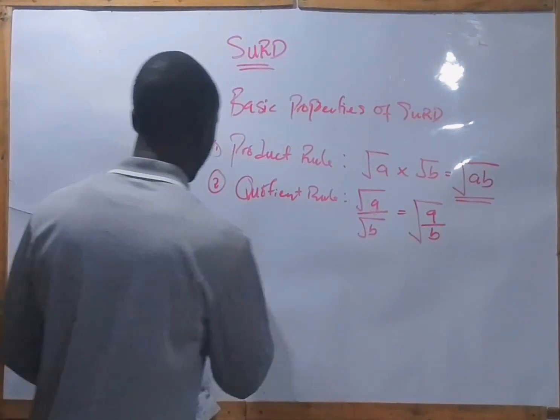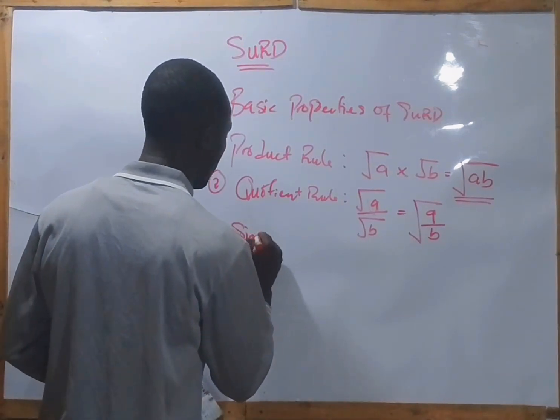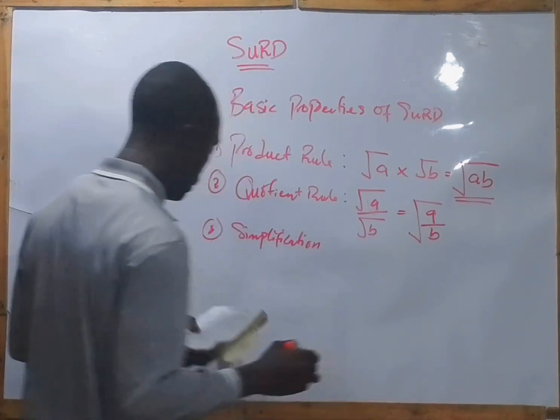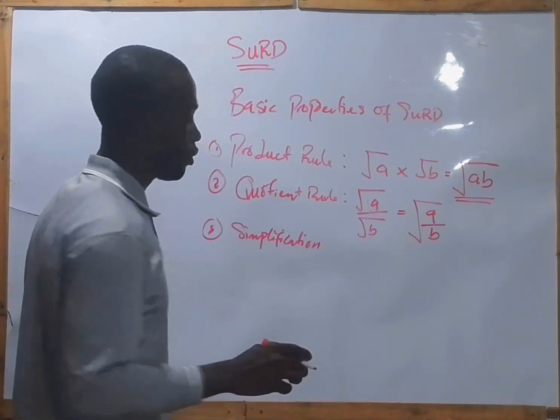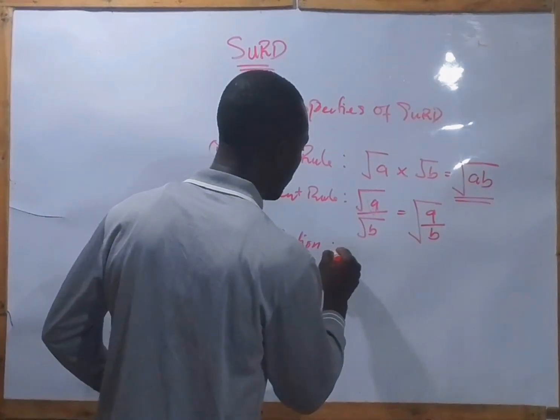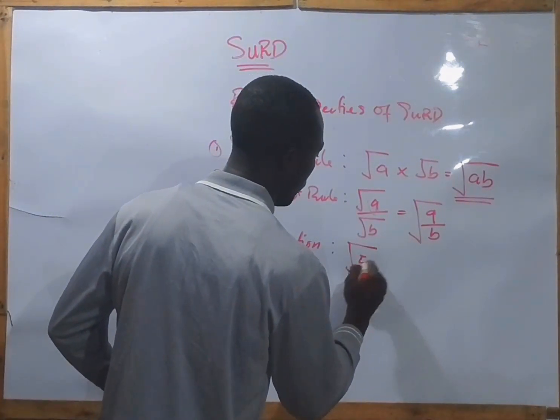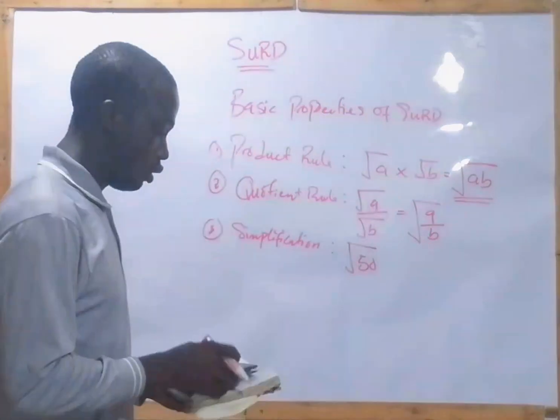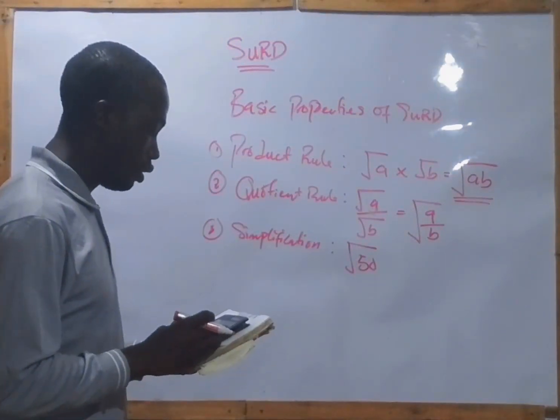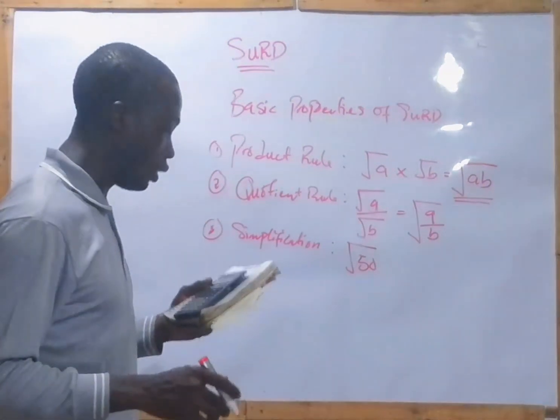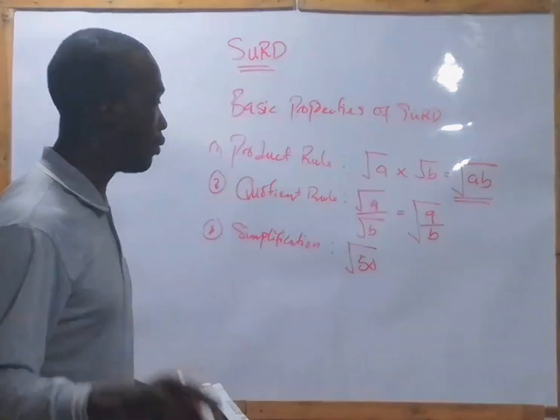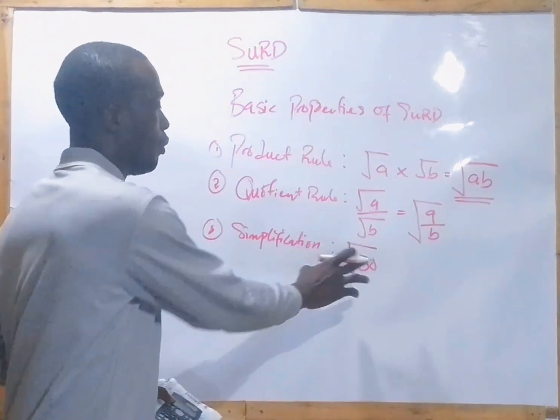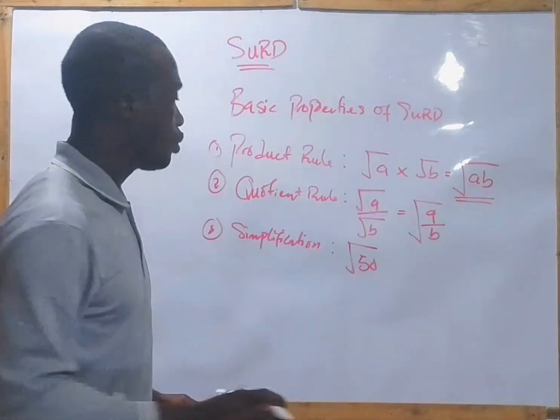And then the last one is simplification. What simplification is saying is that, for instance, you have root 50. Then if you carry your calculator, you say root 50 will give us 7.07. So it is telling you that they do not want it like that. Don't give us points in your answer. You understand?